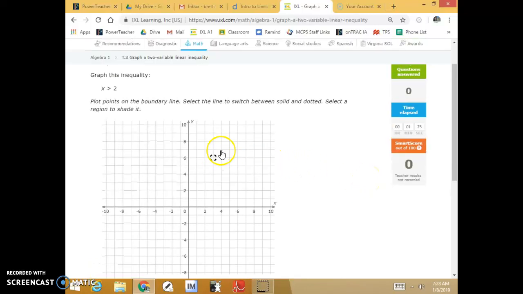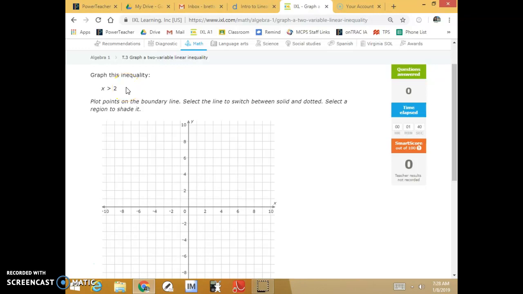All right, so we are going to talk about graphing linear inequalities, and this is IXL T3. And this one is actually interesting because it starts with a single variable inequality. Like here we have x is bigger than 2.